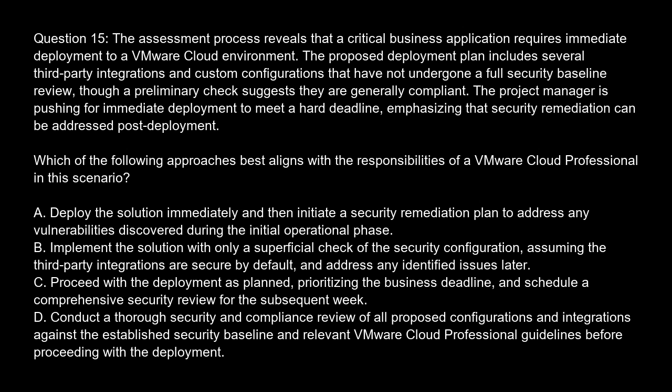Option A. Deploy the solution immediately and then initiate a security remediation plan to address any vulnerabilities discovered during the initial operational phase. Option B. Implement the solution with only a superficial check of the security configuration, assuming the third-party integrations are secure by default, and address any identified issues later. Option C. Proceed with the deployment as planned, prioritizing the business deadline, and schedule a comprehensive security review for the subsequent week. Option D. Conduct a thorough security and compliance review of all proposed configurations and integrations against the established security baseline and relevant VMware Cloud professional guidelines before proceeding with the deployment.